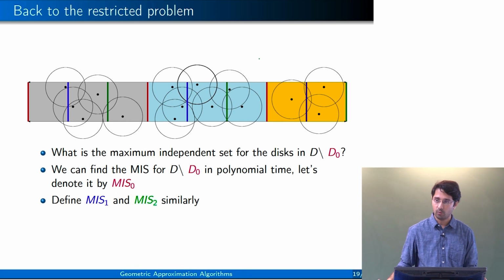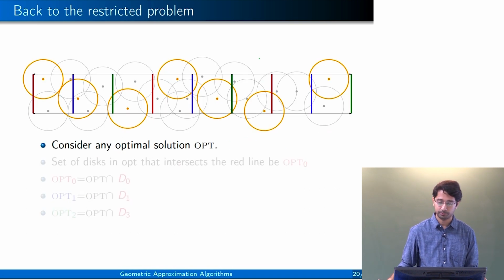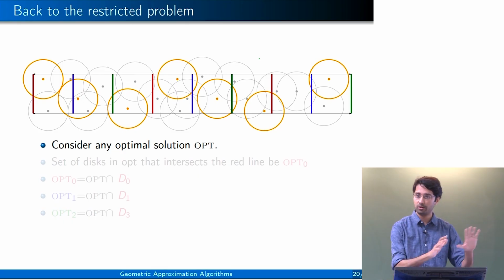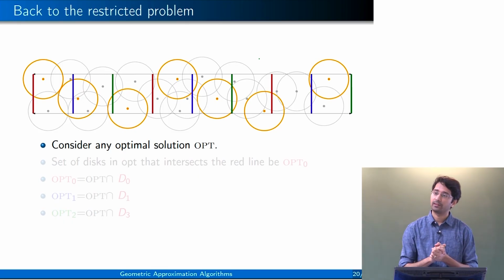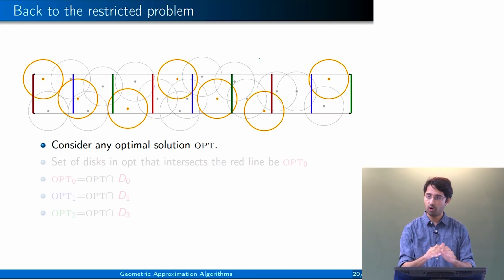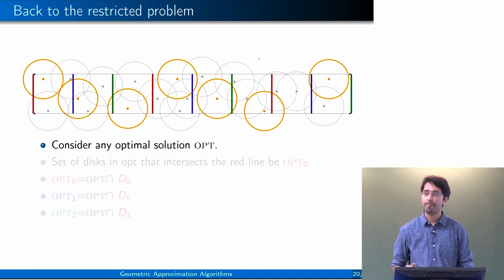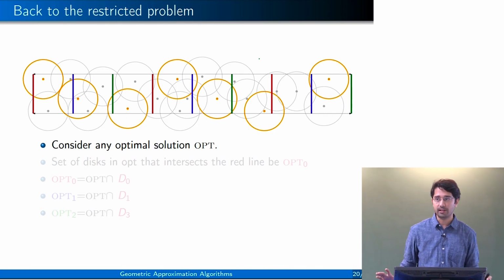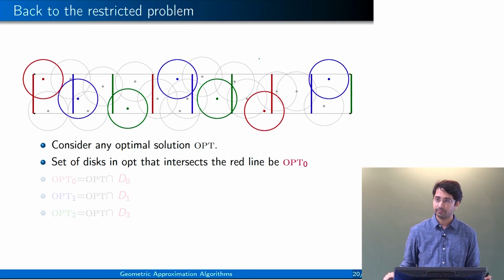And see why this is an approximation algorithm. Now forget about what I have done till now. Consider any optimal solution. These orange disks are the optimal solution, an optimal maximum independent set. Like the previous case, I can divide these orange disks into 3 classes again. So, I have from that opt 0, opt 1, opt 2.